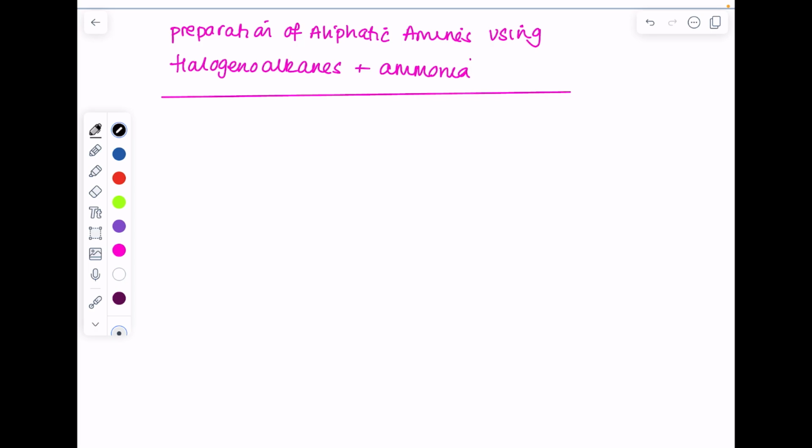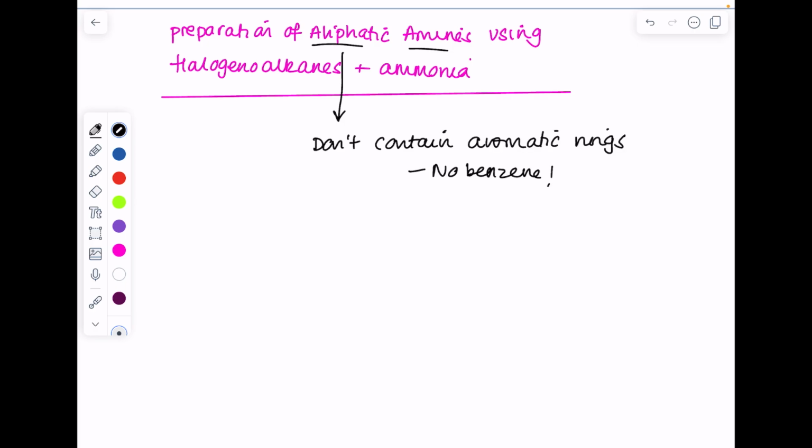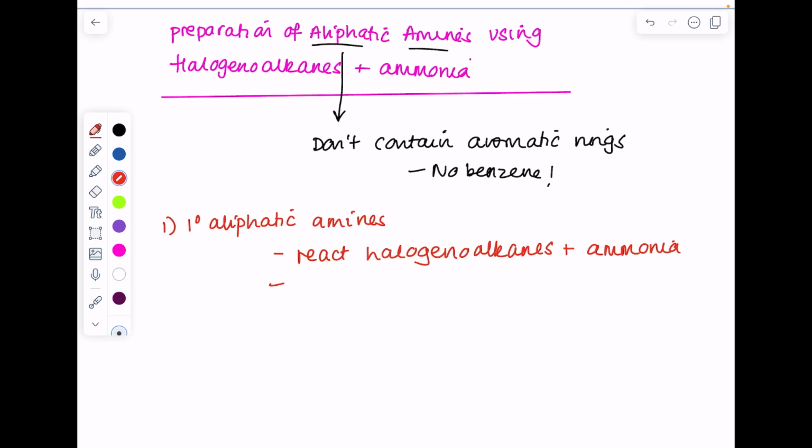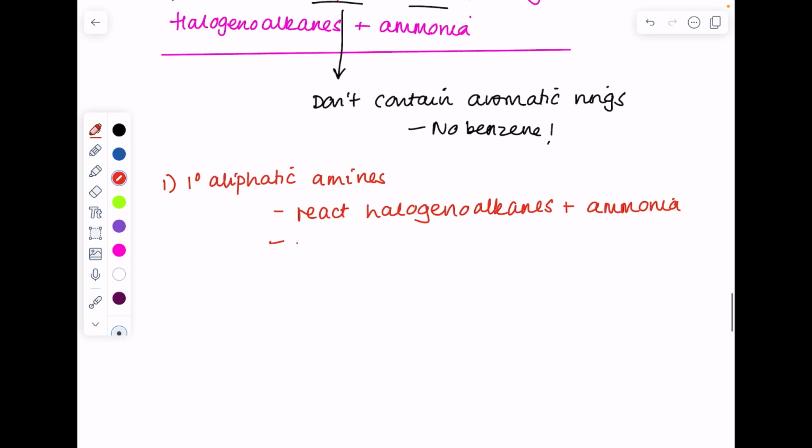Preparation of aliphatic amines using halogenoalkanes and ammonia. The first thing you'll want to know is what an aliphatic amine is. These are amines that do not contain an aromatic ring. So no benzene. Primary aliphatic amines are produced by reacting halogenoalkanes with ammonia. What type of mechanism is it? It's a nucleophilic substitution reaction.